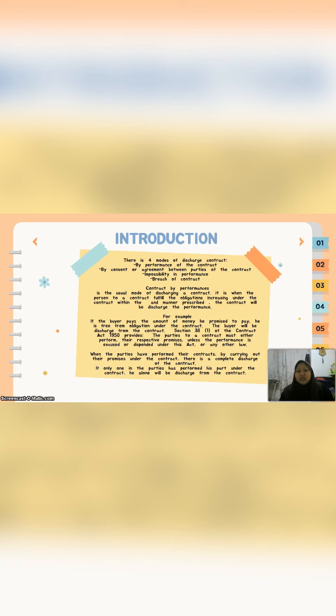Section 38(1) of the Contracts Act 1950 provides the parties to a contract must either perform their respective promises unless the performance is excused or dispensed with under this Act or any other law. When the parties have performed their contracts by carrying out their promises under the contract, there is a complete discharge of the contract. If only one of the parties has performed his part under the contract, he alone will be discharged from the contract.